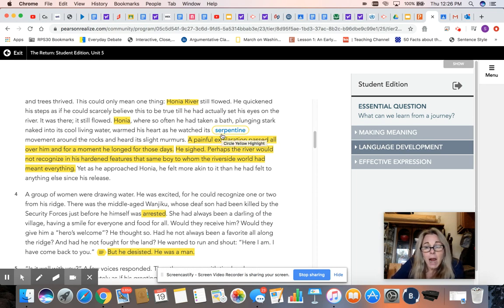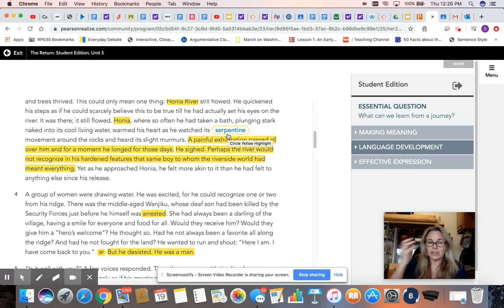Possibly serpent. And we know a serpent is a snake. So serpentine would be something like a snake. Anytime we add that "ine" on the end of it, we mean it's like that. So this is like a snake. And rivers have a body like a snake, kind of move like a snake.